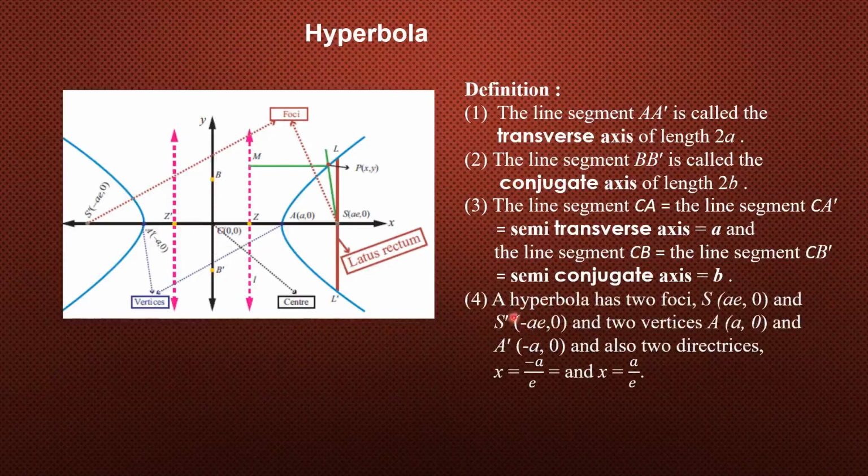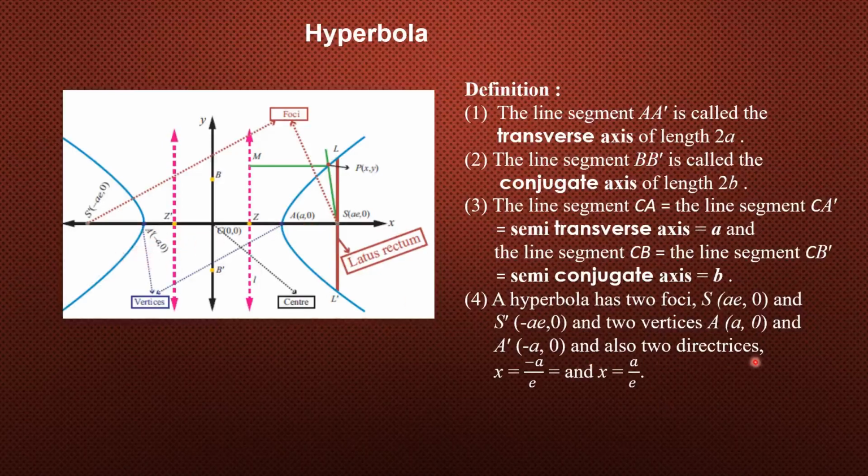Fourth one: a hyperbola has two foci. Foci means plural form of focus. Here we have two foci, that is S and S'. Their coordinates are (ae, 0) and (-ae, 0). For ellipse also we have two foci like this. And vertices: A is one vertex and A' is another vertex. Their coordinates are (a, 0) and (-a, 0).